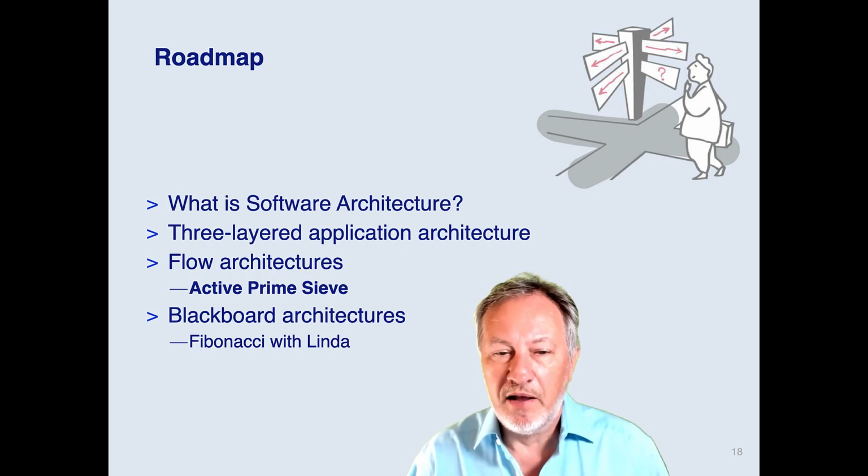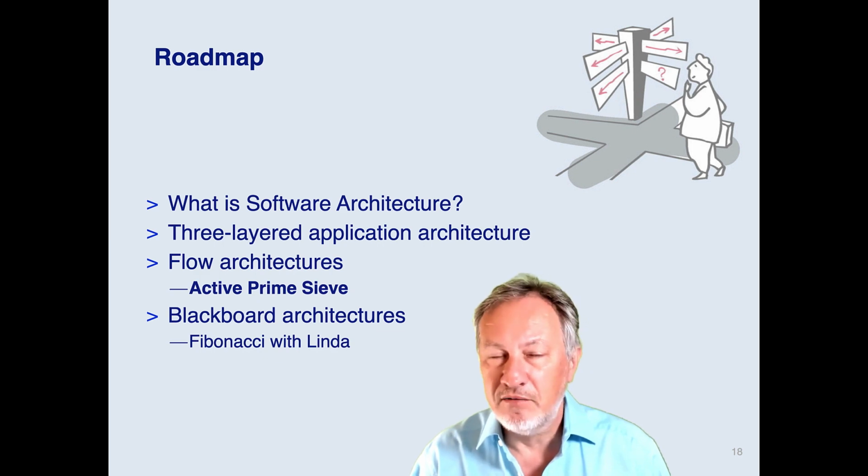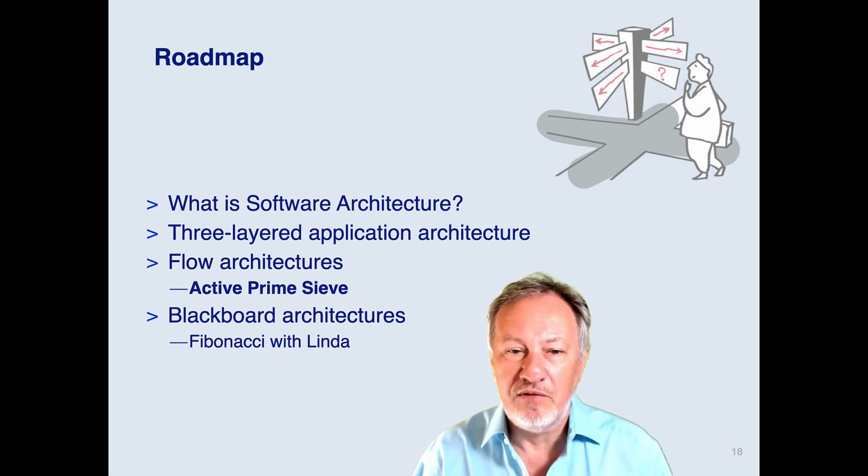Let's have a look at a bit of a toy example. We're going to see how we can implement a prime number sieve using active objects in a flow architecture.